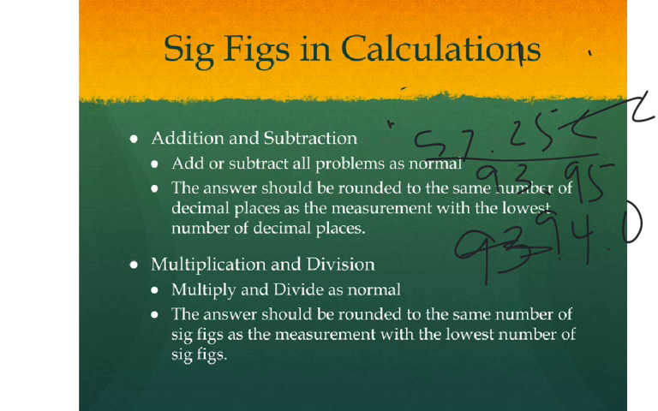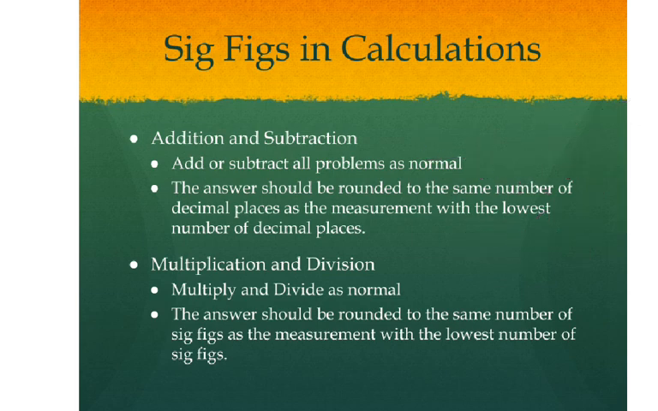Again, all you're doing with addition and subtraction is you're adding them as normal. And if you don't get the significant figures rule in calculations, you'll still get half credit if you just add them up or subtract them like normal. That's still credit. That's still something. So I'm not opposed to half credit. Now, multiplying and dividing, I think, is a little bit easier. Multiply and divide as normal.